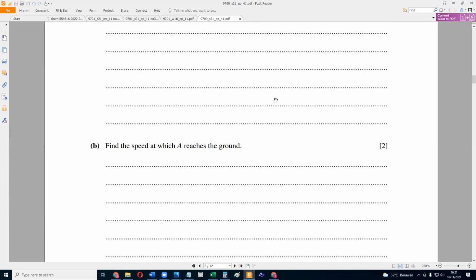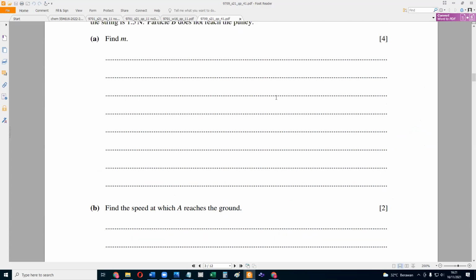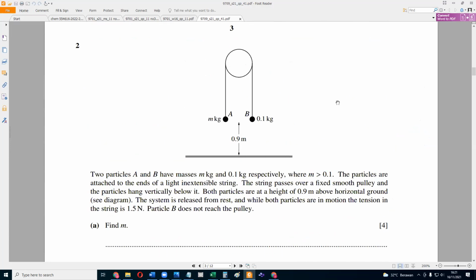Find the speed at which A reached the ground. Okay, now let's see here. What do we know about A? For A here, we know the initial velocity is going to be 0, because they say released from rest. And we know the acceleration of A is going to be 5. We know that from the previous calculations, the acceleration is 5 meters per second square. And we know the distance is going to be 0.9 meter.